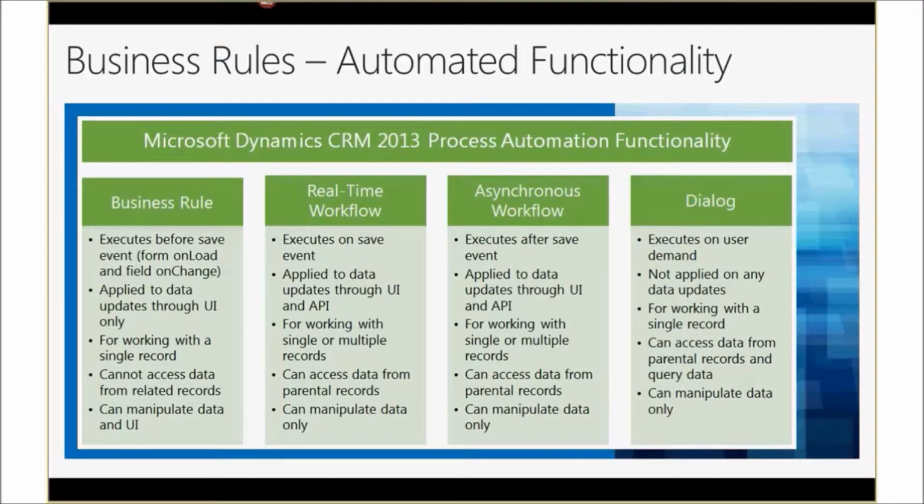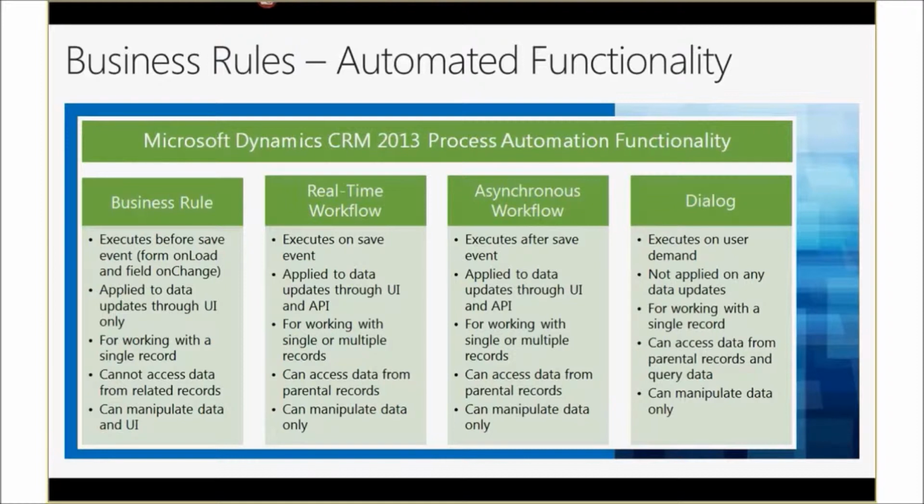So, Microsoft offers several things out of the box, which is really great. They offer business rules, real-time workflows, asynchronous workflows, and dialogues, all of which have their distinct disadvantages, and what I'll call cautions with each one. Business rules execute before the save, apply to the data, update through the UI, work with a single record, cannot access data from related records, and can manipulate data and UI. So what's that mean? It means on the form, as I'm doing stuff, things can happen real time, similar to JavaScript on the form. I can hide, unhide, set fields required, lock a field down. There's a lot of different things.